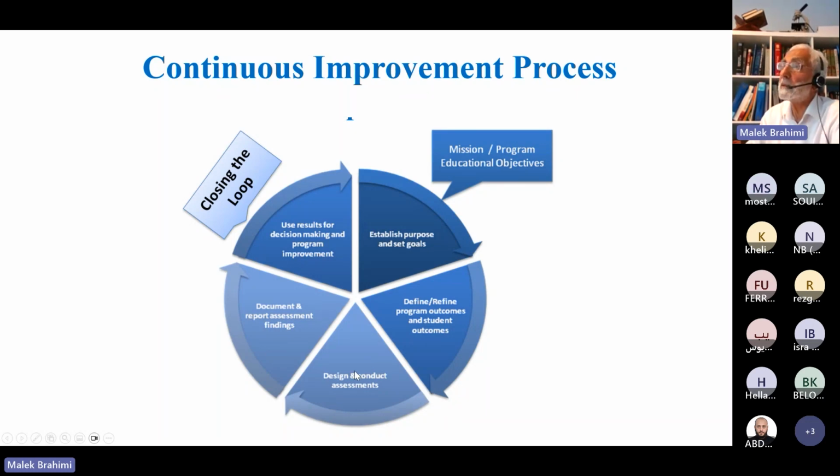Where to do that, we use some tools. These tools are rubrics, locally developed exam, surveys. This is the tools we use. There are some tools which we call direct, and some tools which are indirect. Direct tools, which is the one accepted by ABET or by the accreditation agency, we use rubrics.